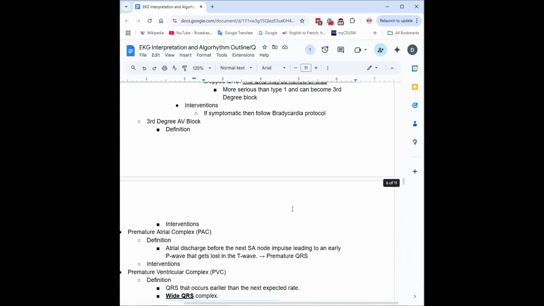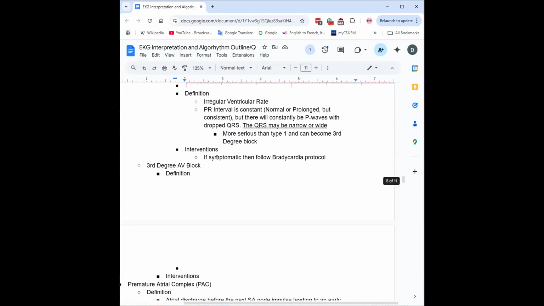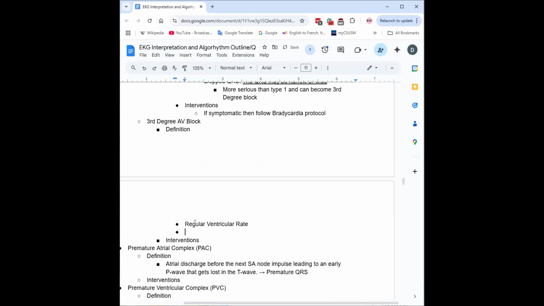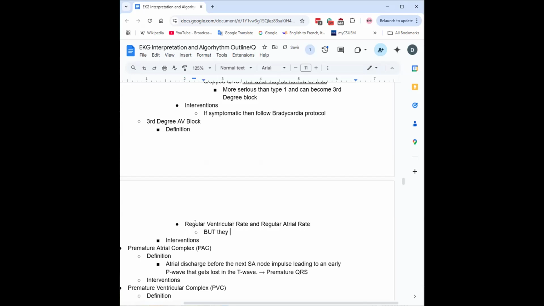Okay, and then the last of the AV blocks: what is the definition of a third degree AV block? That's exactly what defines the third one. You're going to have a regular ventricular rate and a regular atrial rate, but they will not be in sync. They will not be relevant to each other. They are working independently.